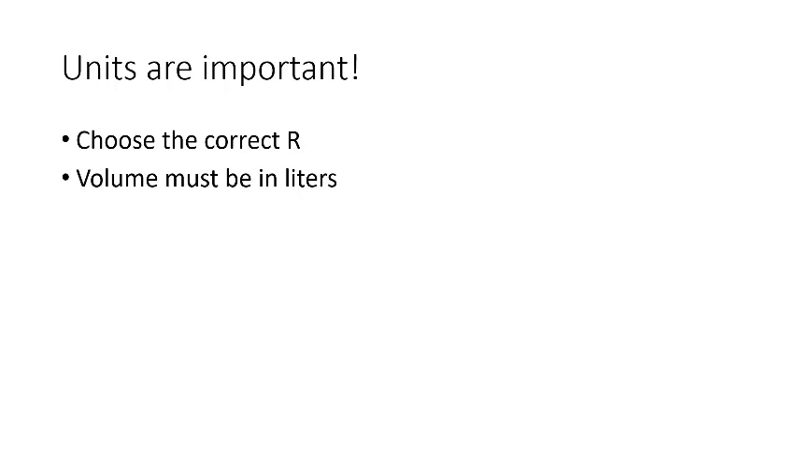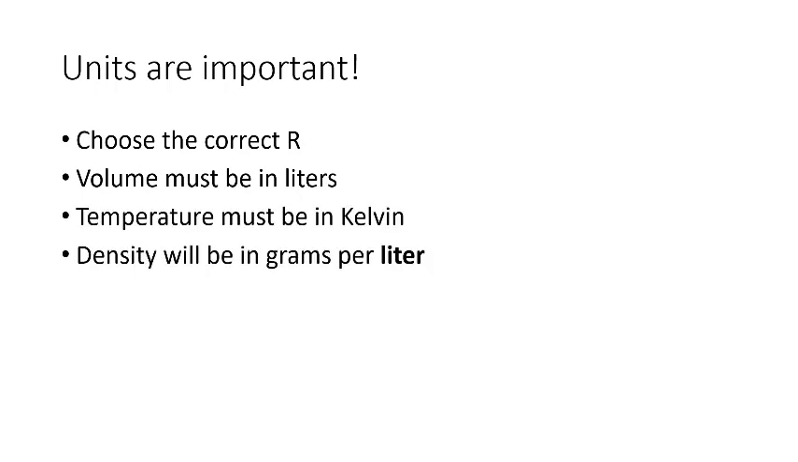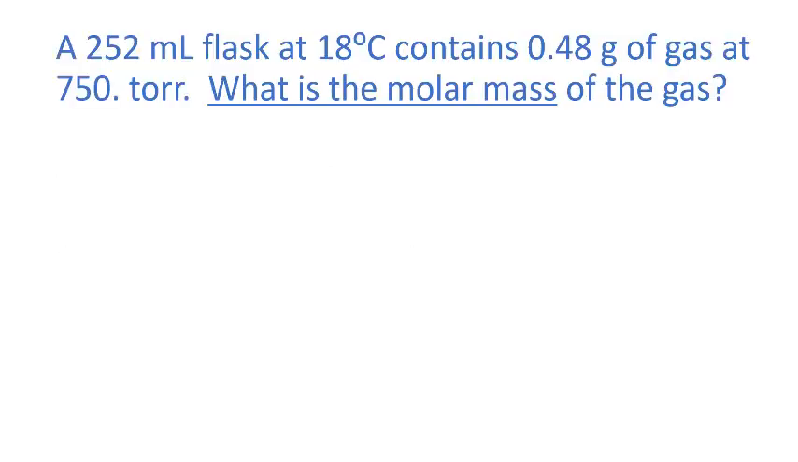Units are important here. Now, when I get to the final step of each problem, I did not use the units because it wouldn't fit on my screen, but it is essential that you choose the correct numbers, otherwise you will get a wrong answer. So choose the correct R to match your pressure unit. Volume must be in liters. Of course, temperature must be in Kelvin. And density, when we calculate it, will be in grams per liter because we are using the ideal gas law to answer these questions. Here we go.